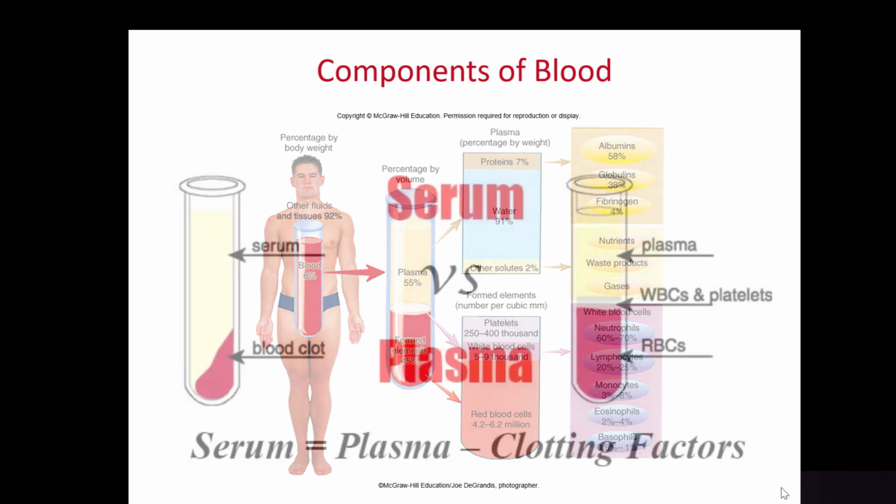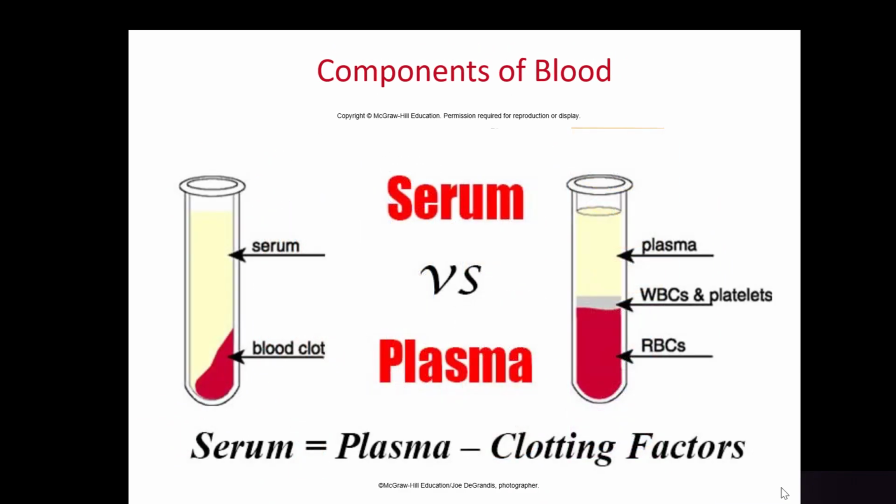If you hear the word serum, serum refers to the plasma without the clotting protein fibrinogen. So if you allow a specimen of blood to clot and remove the clot, what's left is serum, basically plasma without the fibrinogen or any of the blood clotting proteins.